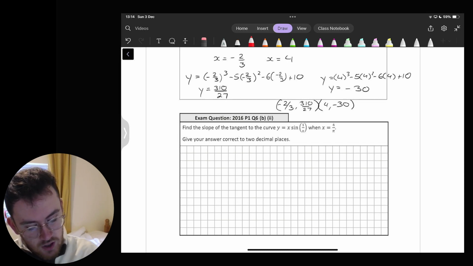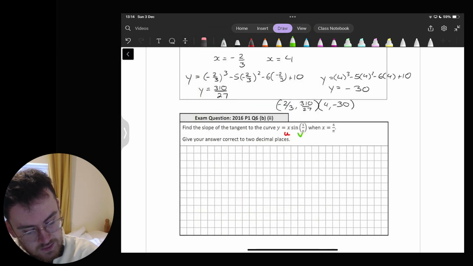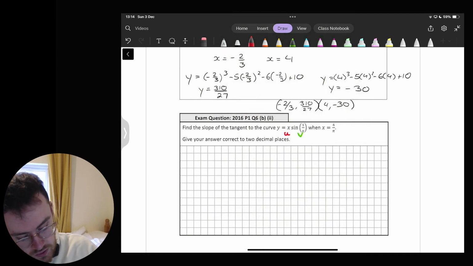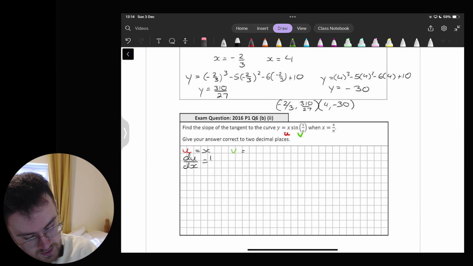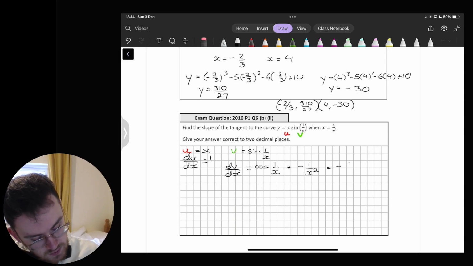So here we're going to have to use the product rule, so letting u be this part here, and I'm going to let v be this part here. So u is equal to x, which means du dx is just 1. v is equal to sine 1 over x, which means dv dx is going to be cos 1 over x multiplied by minus 1 over x squared. Okay, the derivative of the angle part makes it a little bit longer for me. So minus 1 over x squared cos 1 over x.